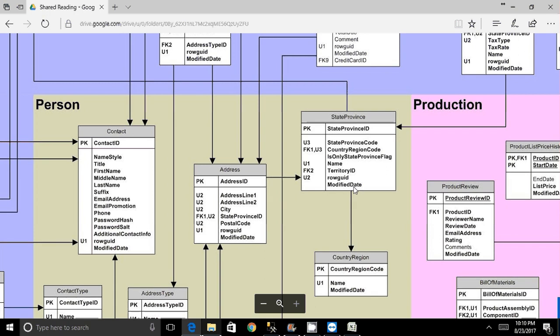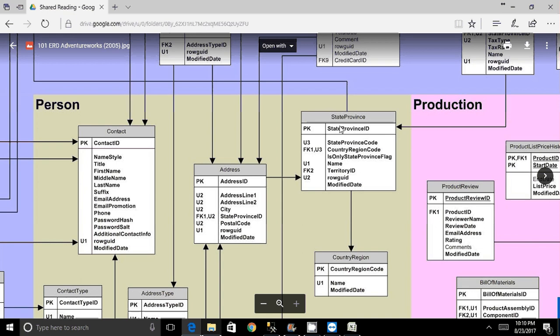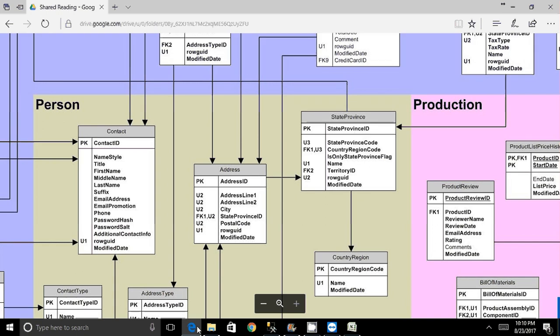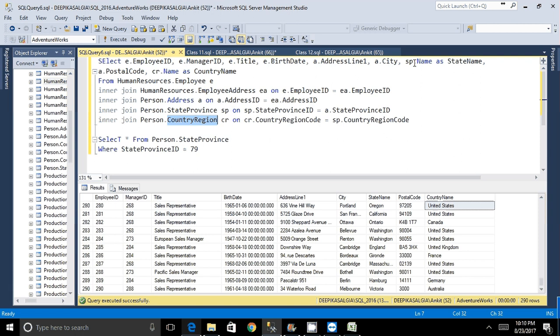You cannot have two name columns in one table, but you can have one name column in here and one in here. So the name here represents the name of the state province. The name in here represents the name of the country region. But when you call just the name in here, you cannot do that because you are referencing both tables, right? You are referencing the state province, and you are referencing the country region as well.